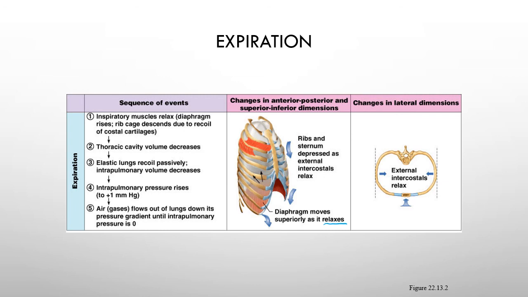The elasticity in the lungs themselves will cause them to start to deflate. And if we really need to force the lungs to exhale, we're going to start to use our internal intercostals. At the same time, we're going to use things like our abdominal muscles to try and force the air out. Think of coughing or sneezing, things like that. We utilize our abdominal muscles to help with that process.